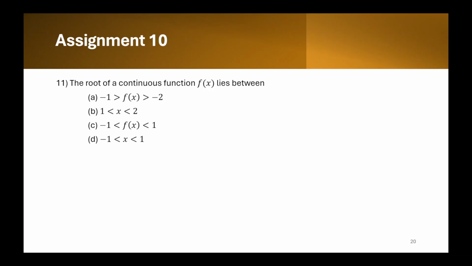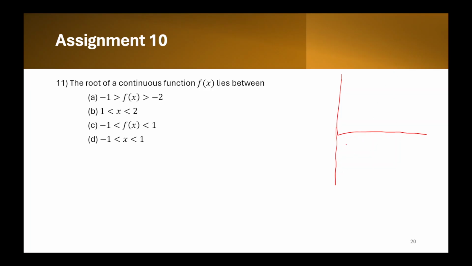Next question. The root of a continuous function f(x) lies between: option A, between -1 and -2; if the f(x) is between -1 and -2, the x is between 1 and 2; f(x) is between minus 1 and 1; or x is between minus 1 and 1. So we are not given any information about x. We assume the function has a root.